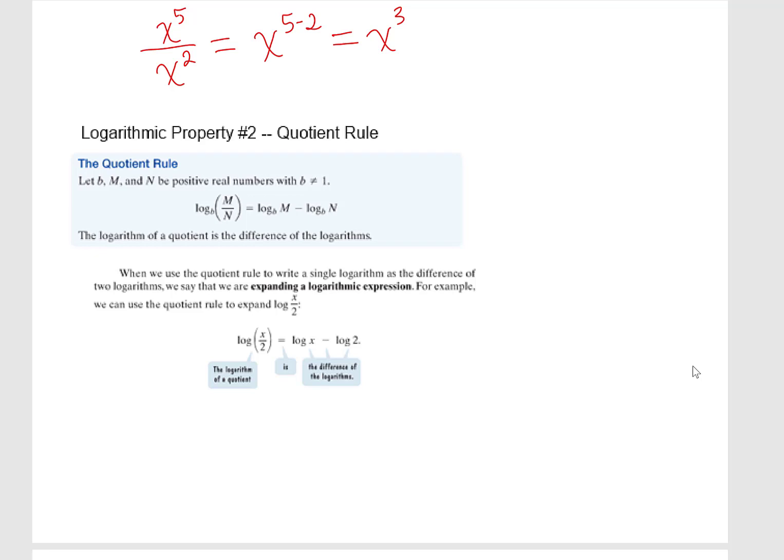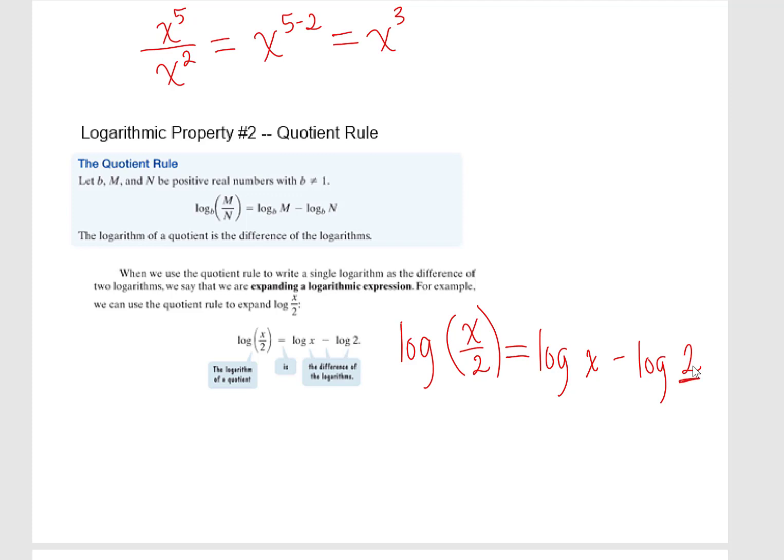So we have log base b of m divided by n is equal to log base b of m minus log base b of n. They give us an example down here. I'm going to rewrite it so I can explain it as we write it. I have the common log of x divided by 2. It's the same thing as log of x minus log of 2.